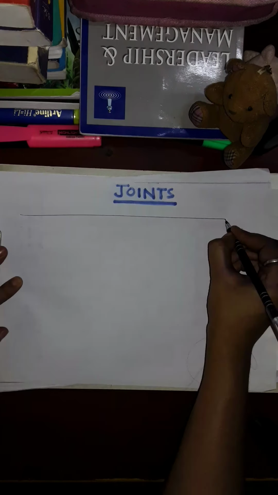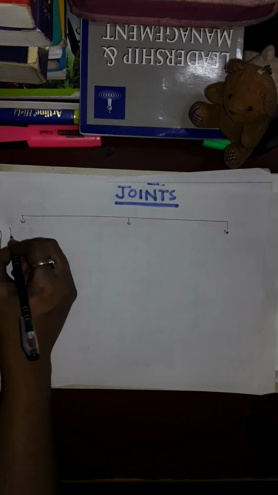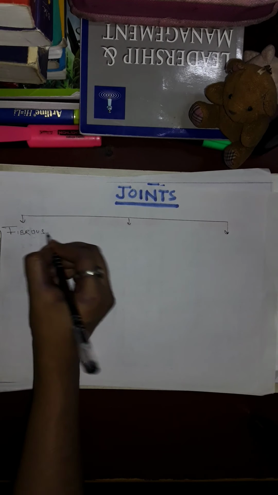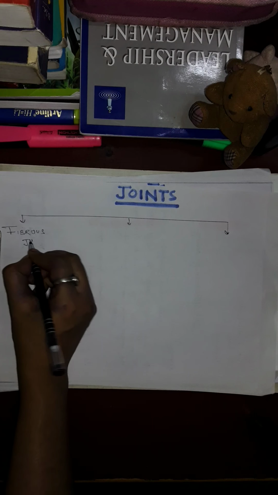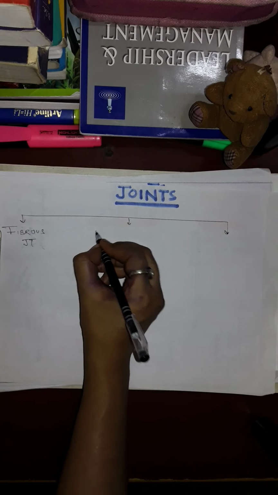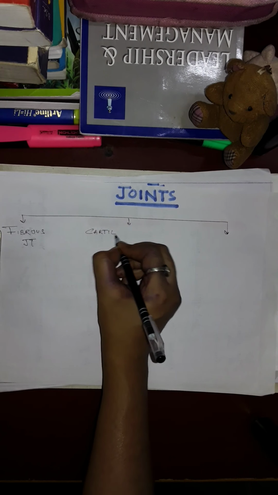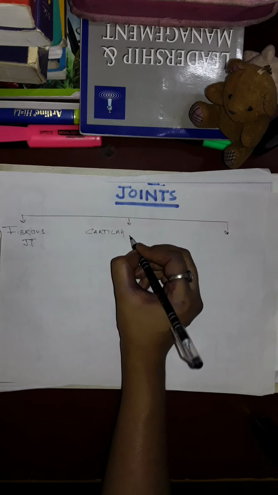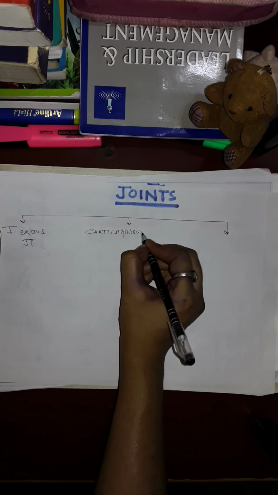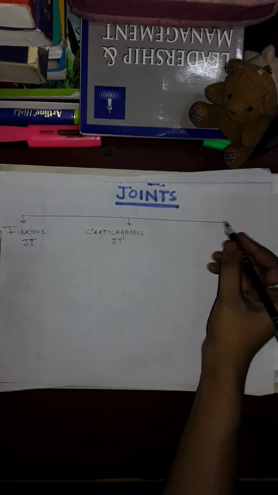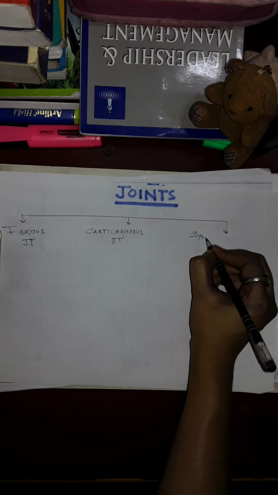There are three types of joint. First one is fibrous joint. The second one is cartilaginous joint. And the last one is synovial joint.